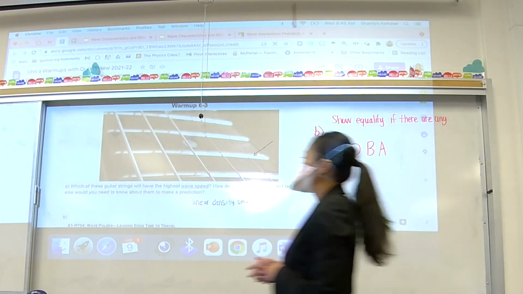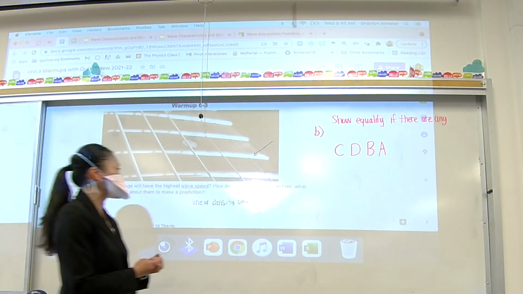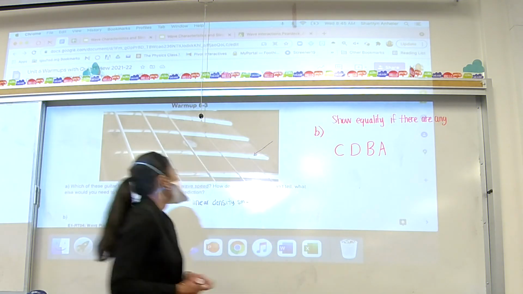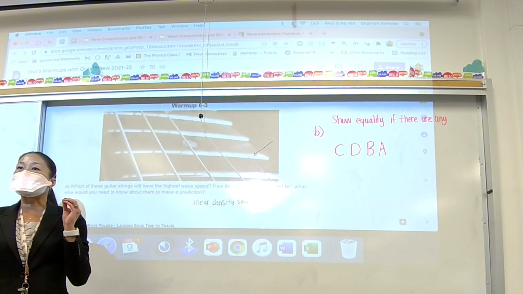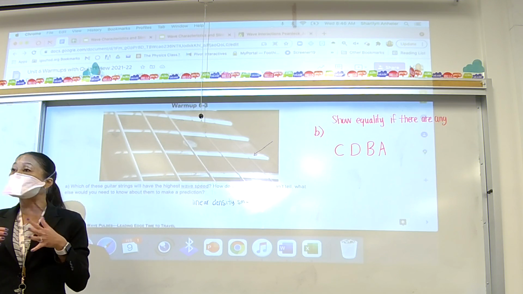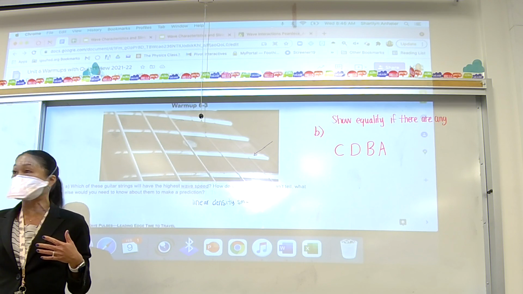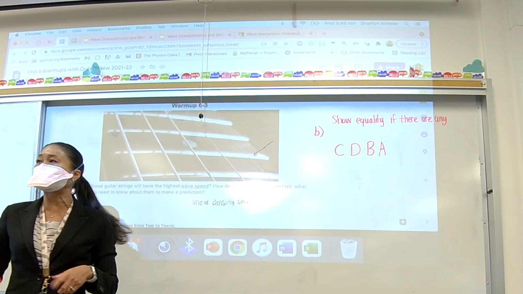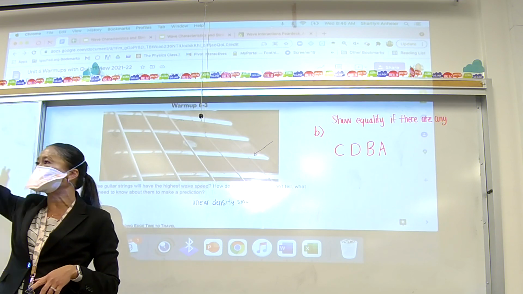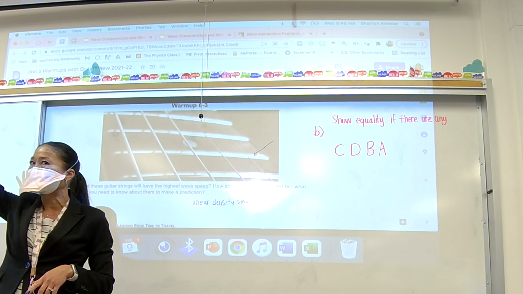So for the first part, which of these guitar strings will have the highest wave speed? How do you know? This group said linear density: the smallest linear density is going to have the highest wave speed. We learned that from our lab last class, correct? We had the plastic and the metal, and the plastic moved faster. I think all groups got that conclusion, right? Were there any groups that got something different?